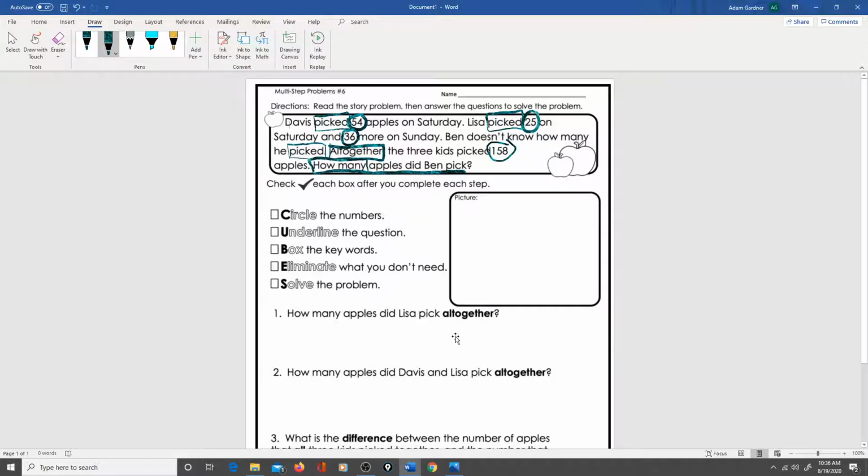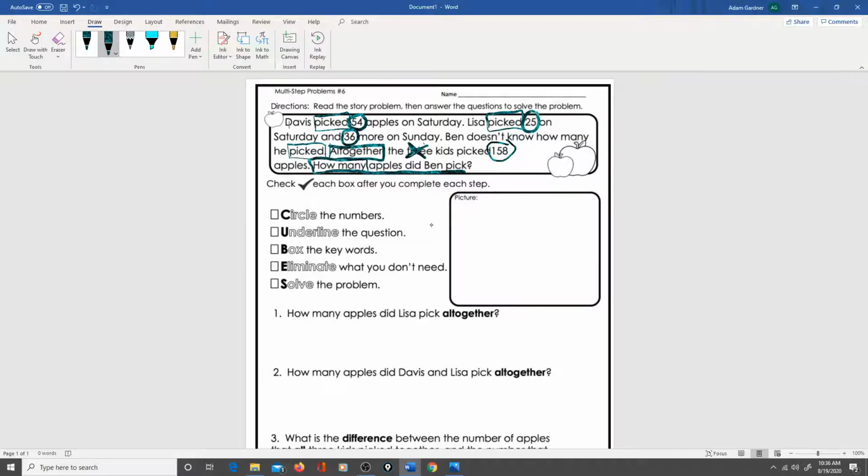Did Ben pick? All right, then it says eliminate what you don't need. So probably this word 3. We don't need that. That's not important to this problem. That number doesn't do anything for us. We're not worried that there were 3 kids. We're worried about apples. And so now we need to solve the problem.